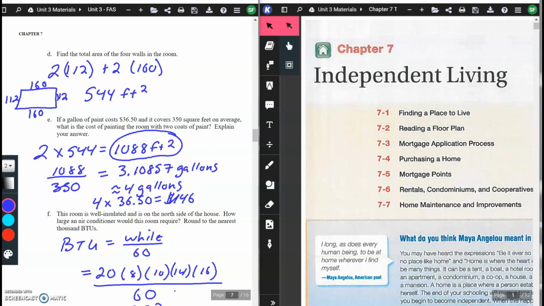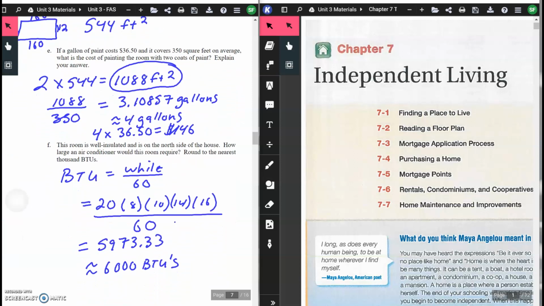So 1088 divided by 350 gives you 3.10857 gallons. Well, you can't buy a fraction of a gallon, so we have to round up. That's going to be 4 gallons total. 4 gallons times $36.50 per gallon gives you a final cost of $146.